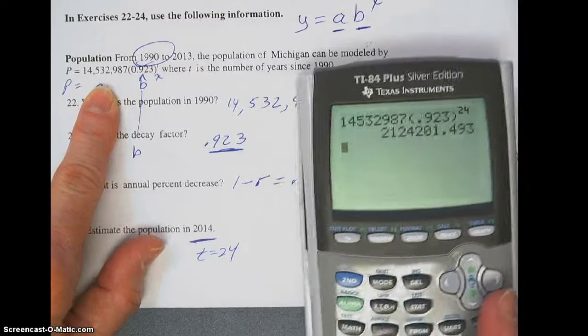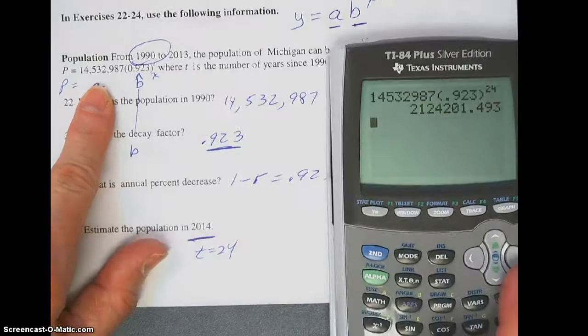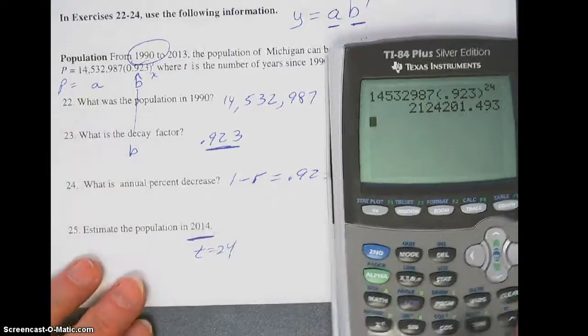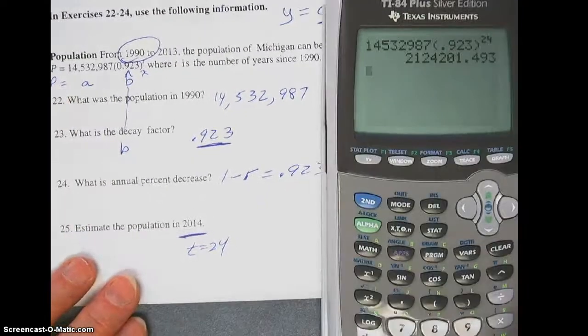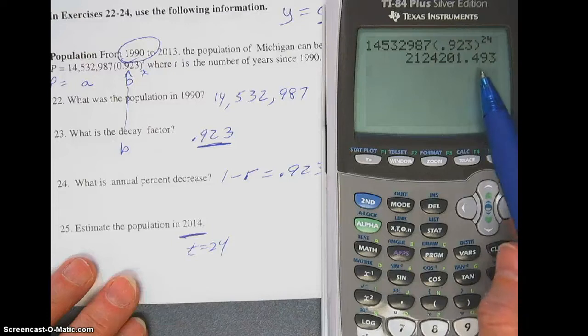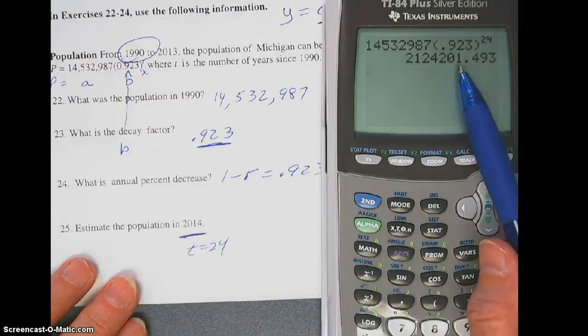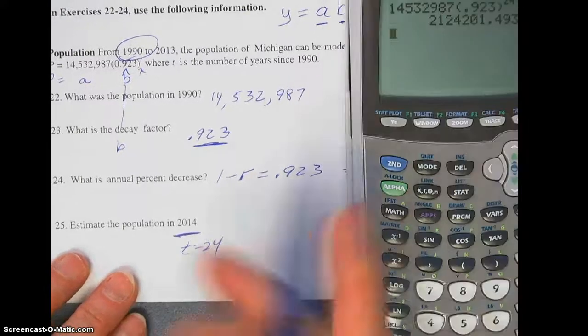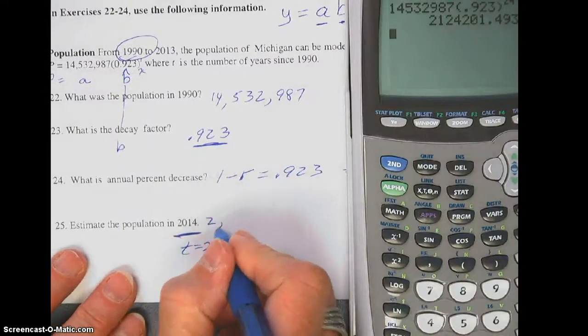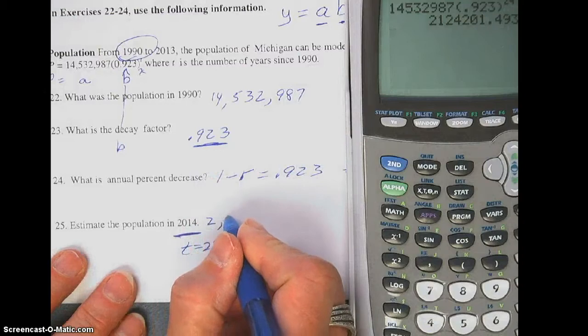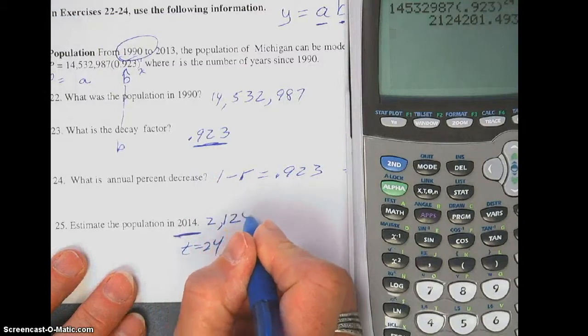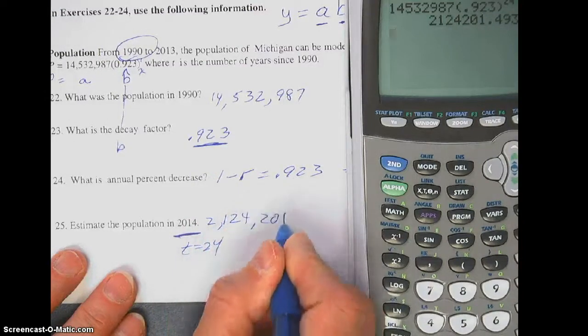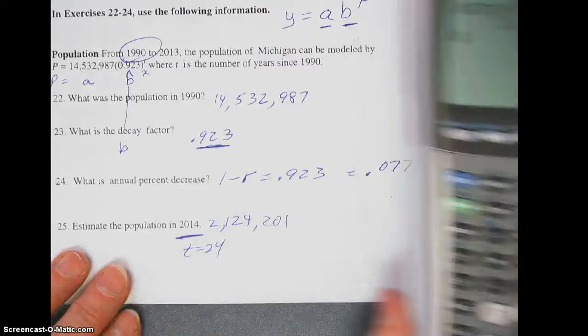And again, since we're talking about people, the rounding off factor should be a whole person. So 0.49 would just still keep this 201 people. So our population, if we continued every year with this, would be 2,124,201 people.